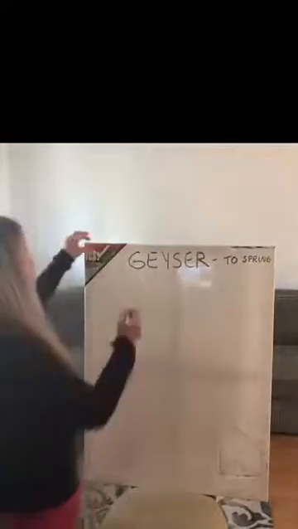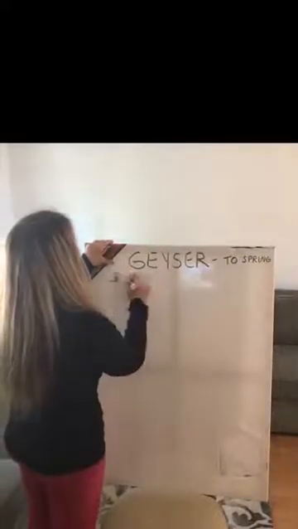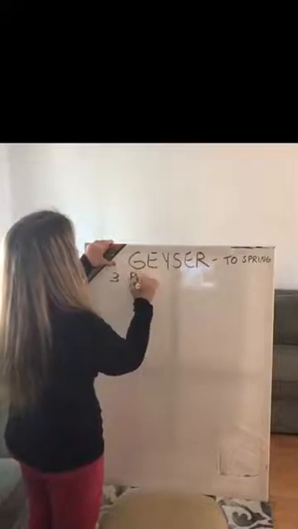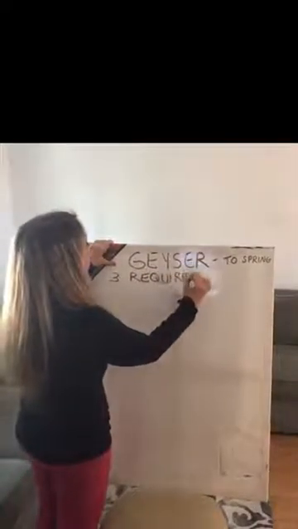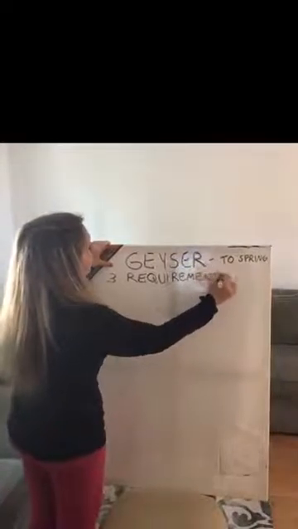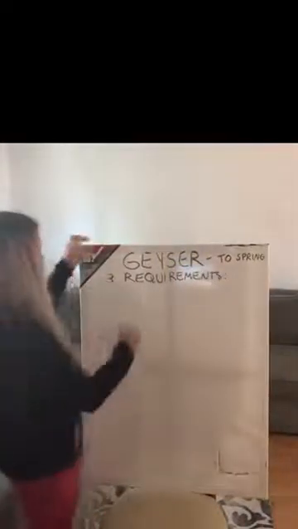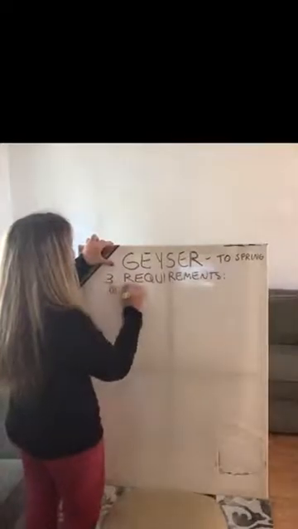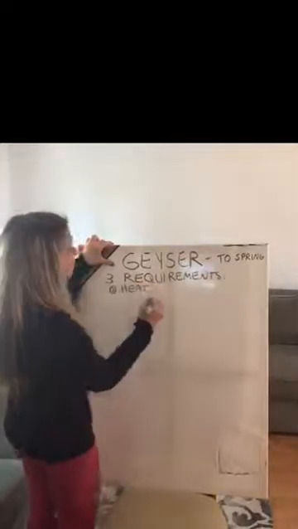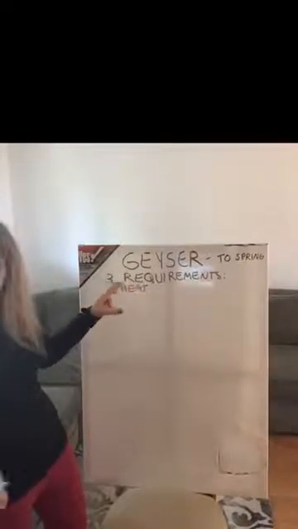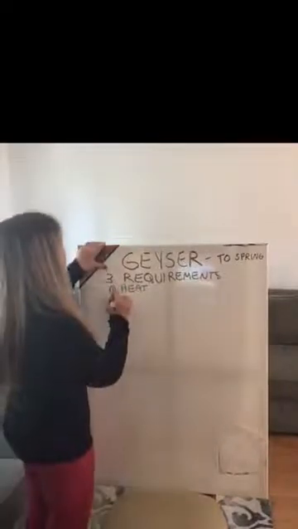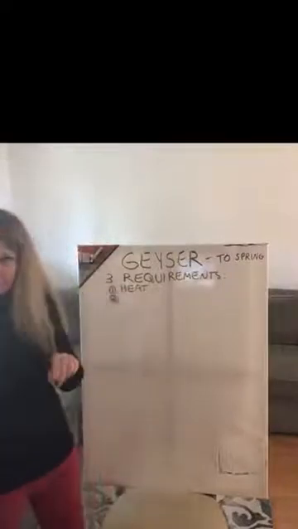The 3 things needed to form a geyser. 3 requirements. Number 1, you have to have some heat source somewhere. It's geothermal energy, so that's the heat from the earth. In this case, talk about geology.